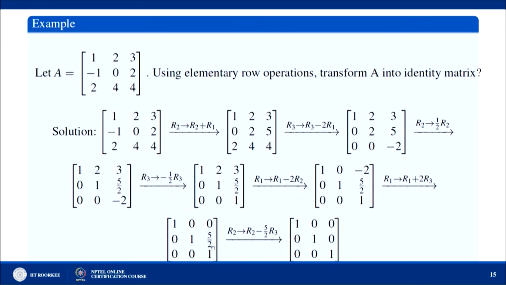Now, you want to make 0 here to complete the identity matrix. So, this minus 5 by 2 times this row, I mean R2, you replace R2 by R2 minus 5 by 2 times R3. So, this will be the identity matrix. So, we have applied a series of elementary operations to convert matrix A into an identity matrix.